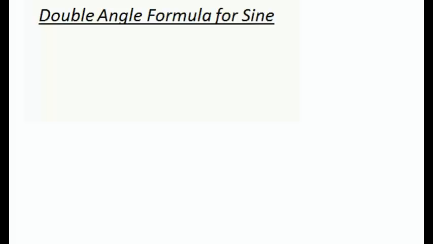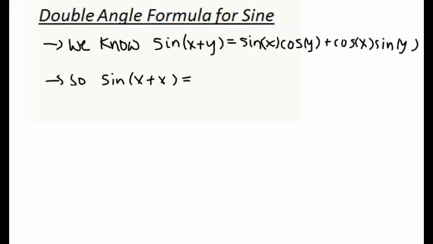Let's begin with the double angle formula for sine. The double angle formula for sine comes from utilizing the addition formula for sine that we saw in the last lesson. So we know that sine of x plus y is equal to sine of x times cos of y plus cos of x times sine of y. So what happens if we take this addition formula and we replace y with the variable x?